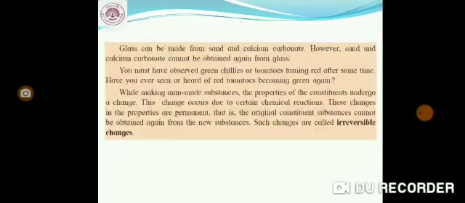Next, glass can be made from sand and calcium carbonate. How is glass made? It is made up of sand and calcium carbonate. However, sand and calcium carbonate cannot be obtained again from glass. So once you make glass out of sand and calcium carbonate, you cannot break glass and say that it is sand and it is calcium carbonate. You can't do that. Okay.